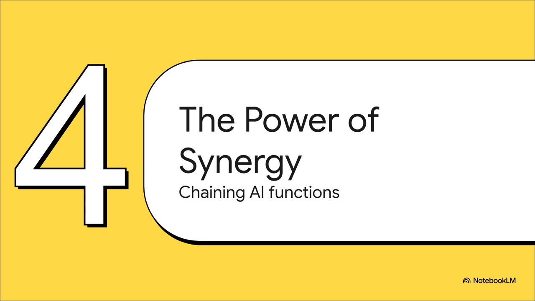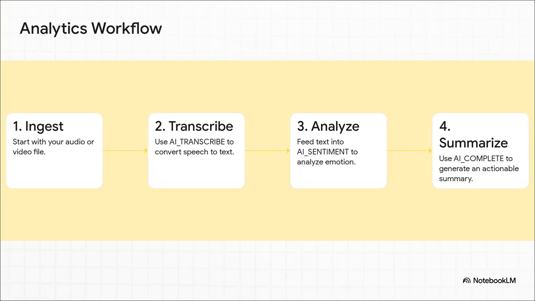And this is where we get to the real magic. Transcription is that first essential step, but the true value, the real wow moment, is when you start chaining these AI functions together to build a complete analytical pipeline, all inside of Snowflake. So the workflow is everything. You start with your audio file. Step 2, you use AI_TRANSCRIBE to get the text. But then, and this is the key, you can immediately pass that text to another Cortex function like AI_SENTIMENT to analyze the emotion, and then pass that result to AI_COMPLETE, which can summarize or answer questions about the text.